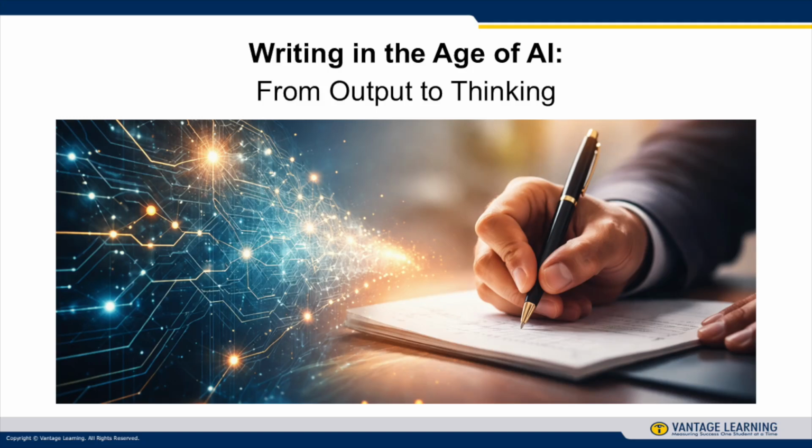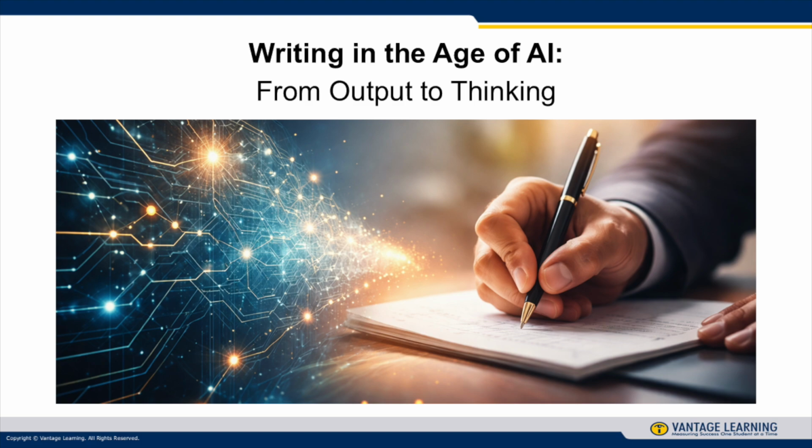We are entering a new era of writing instruction. Artificial intelligence can now generate essays in seconds. It can organize arguments. It can refine language. It can imitate sophistication. So the question is no longer, can students produce writing? The real question is, what does it mean to teach writing when output is no longer the differentiator?